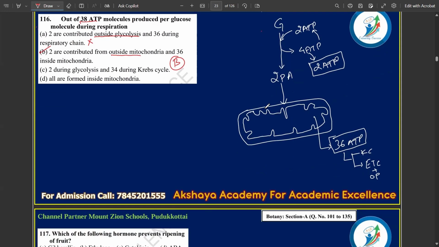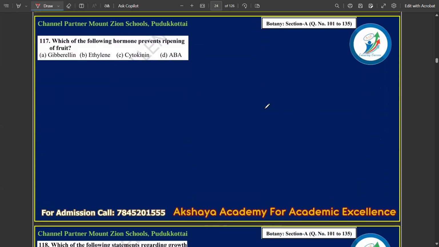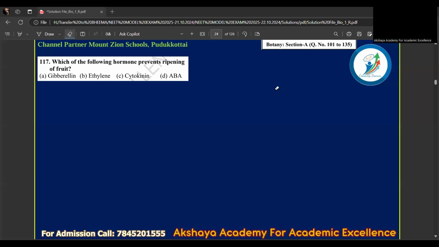Let's go to the next question. Question number 117 is from plant physiology. It asks which of the following hormones prevent ripening of fruit? The options given are gibberellin, followed by ethylene, followed by cytokinin, and followed by abscisic acid.